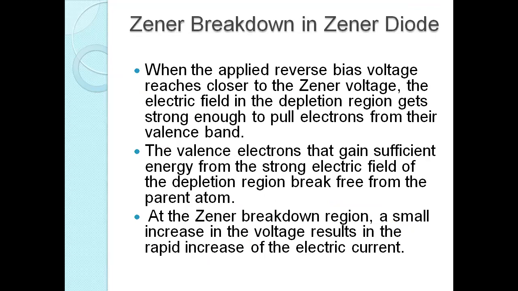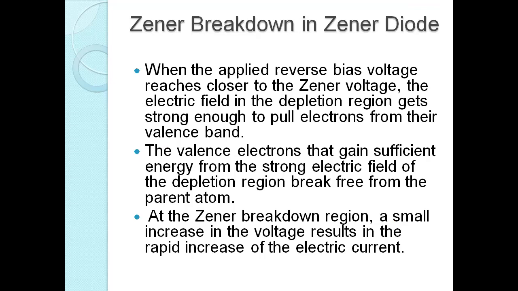Whereas in Zener breakdown, when the applied reverse bias voltage reaches closer to the Zener voltage, the electric field in the depletion region gets strong enough to pull electrons from their valence bands. The valence electrons that gain sufficient energy from the strong electric field of the depletion region break free from the parent atom. At the Zener breakdown region, a small increase in voltage results in a rapid increase of electric current.